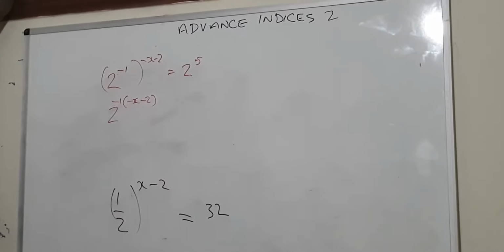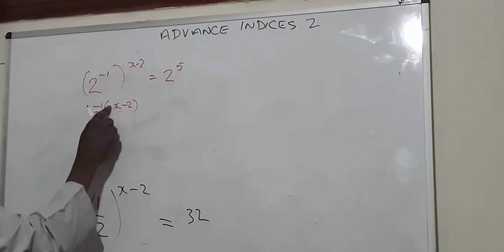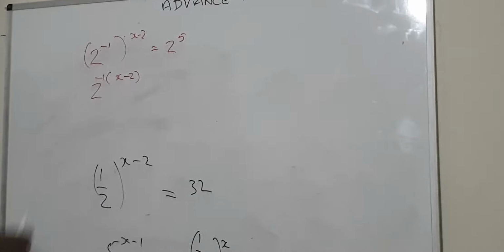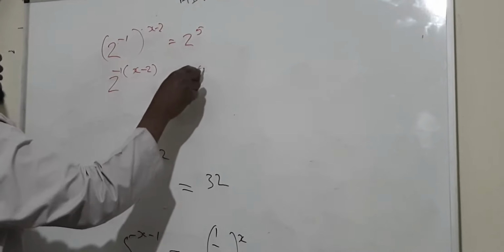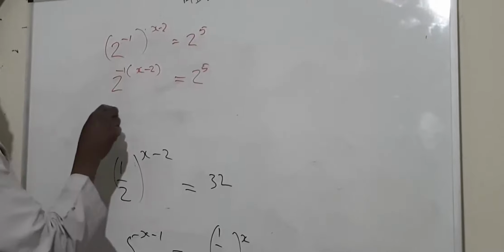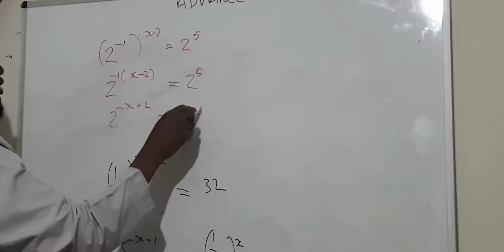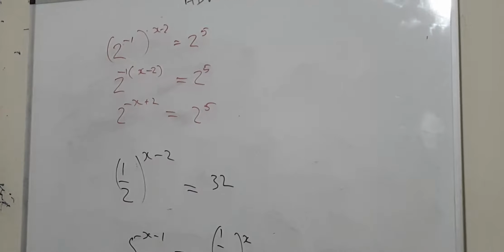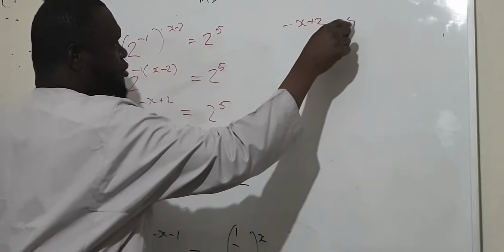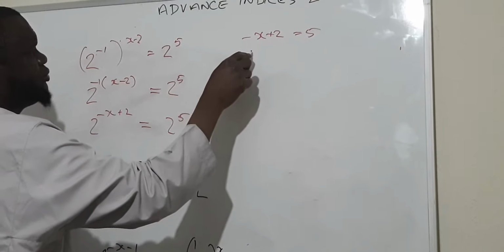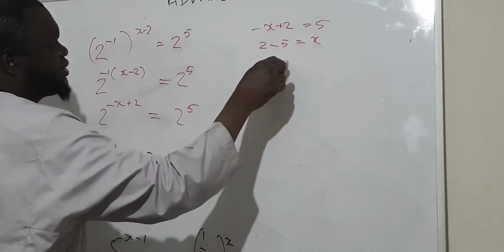Are we right? No, this is not minus x. It's x minus 2 up there. So minus 1 multiplies everything inside the bracket. So basically 2 to the power minus x plus 2 is equal to 2 to the power 5. The bases are the same, so we compare the tops. Basically, 2 minus 5 is equal to x. Therefore, x is equal to minus 3.